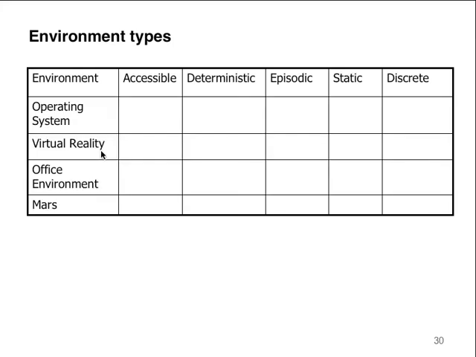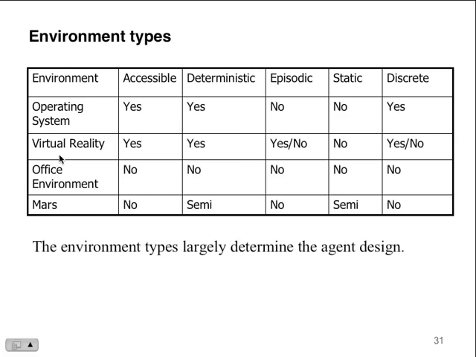So here's the environment types, and they're mapped out. And here are some examples of different environments. As an example, operating systems, Mars, office environment, virtual reality can be mapped out. And the environment types are largely determined by the agent design. So the agent design is going to be made for each one of the environments.